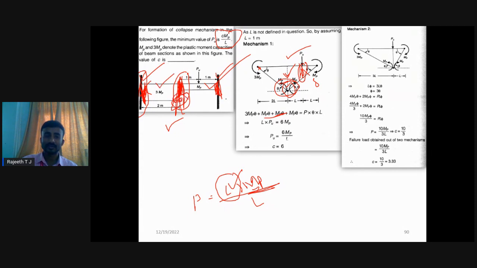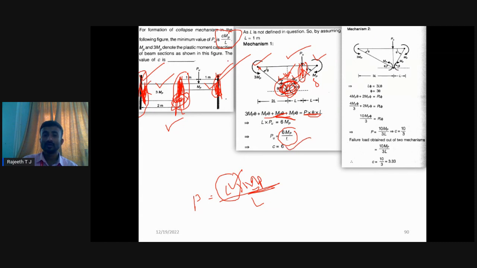At this junction we should take the least value between 3 MP and MP. Out of 3 MP and MP, MP is the least value. Here they have taken MP, 3 MP. Here also at this junction we should take MP. So this is your external work done. Internal work done will be load into deflection. Your answer is 6 MP by L in this case.